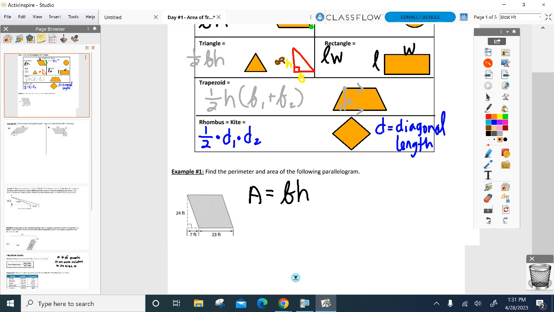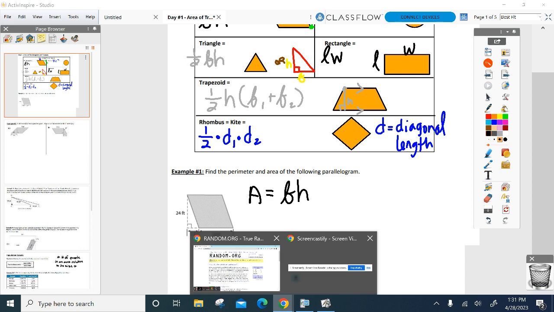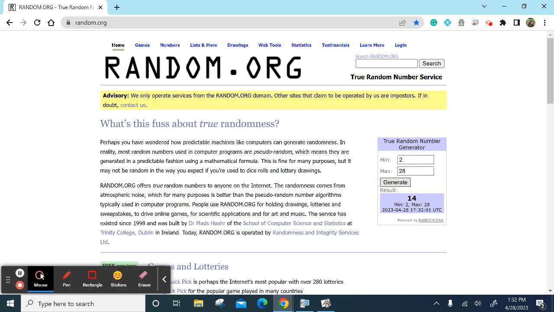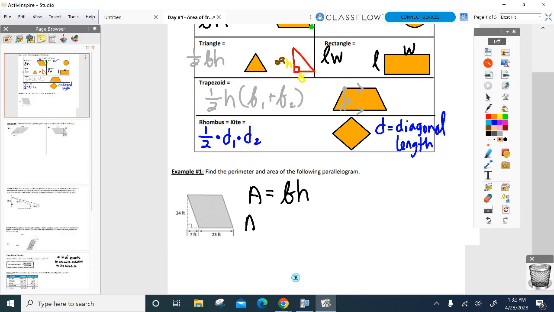I just want to make sure you can identify. There are 3 values on here. Which one's the base and which one's the height? Let's start with the height first. From the vertex, perpendicular to the opposite side. Which one of those 3 values would be your height? 24.